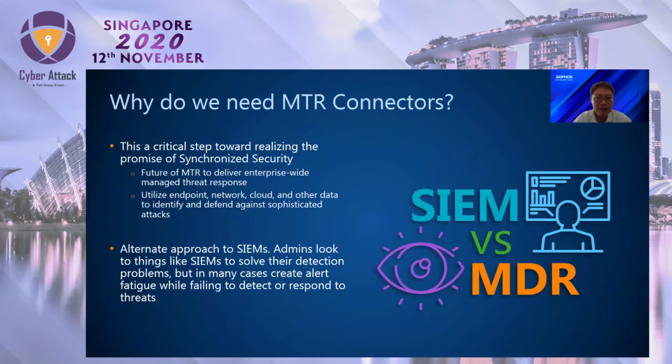Many organizations have some form of SIEM solution. But the challenge with SIEM solutions is that they collect a massive amount of data from everywhere within the network environment, and then they probably require you to do the correlations yourself. Whereas for Sophos, our MTR connectors are a tool used by our MTR team to collect information from multiple sources through a single interface.